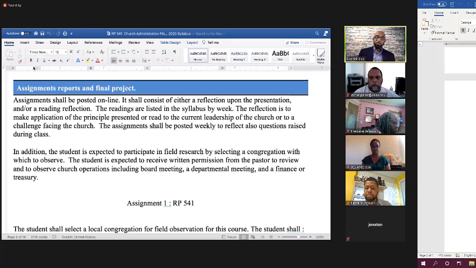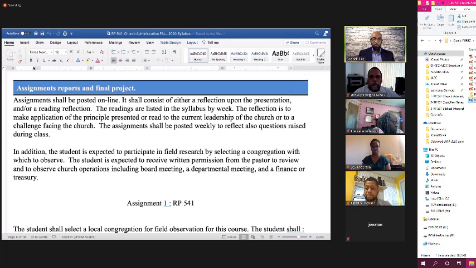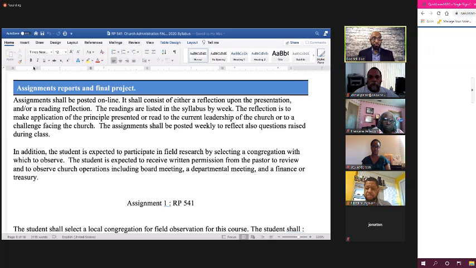Churches and in church administration. So the assignments that are given are to make you think about those challenges within the context of a particular church, right? So the student is expected to participate in field research by selecting a congregation with which to observe. So in other words, I want you to select a congregation. It could be the congregation that you are currently worshiping in or that you are an officer in.